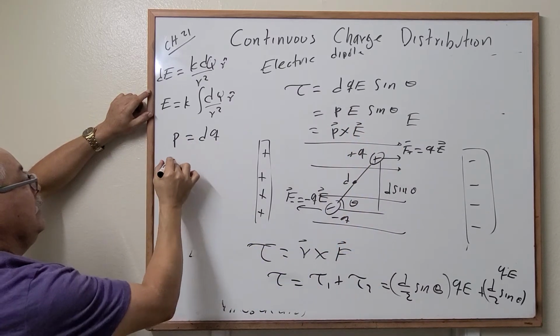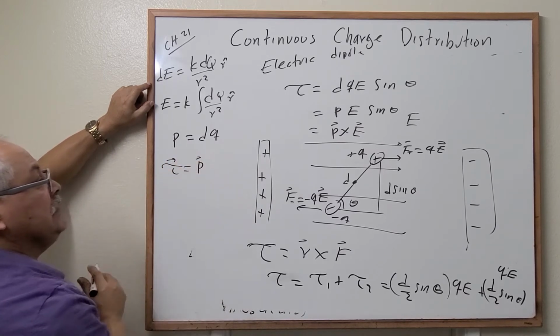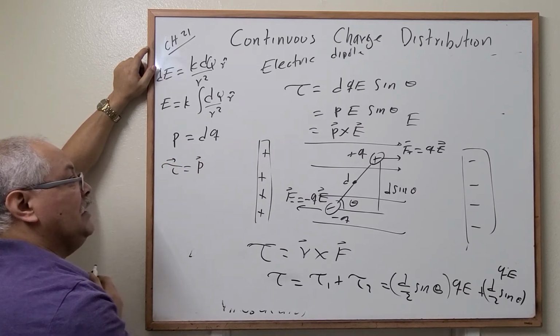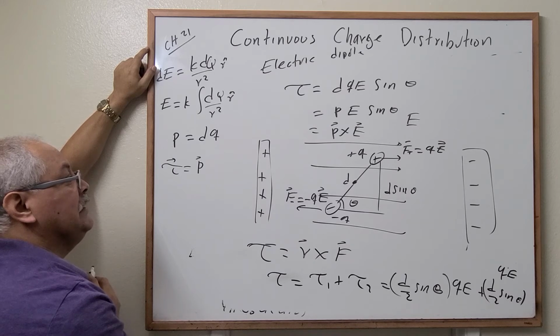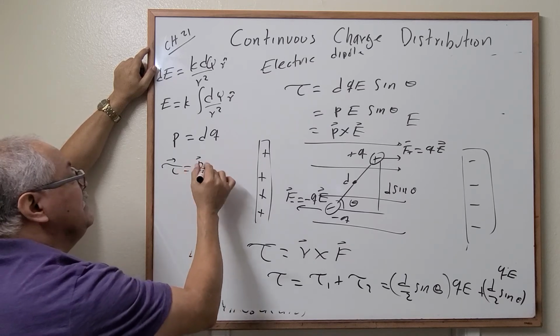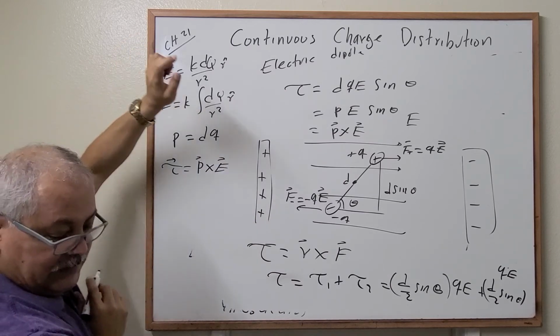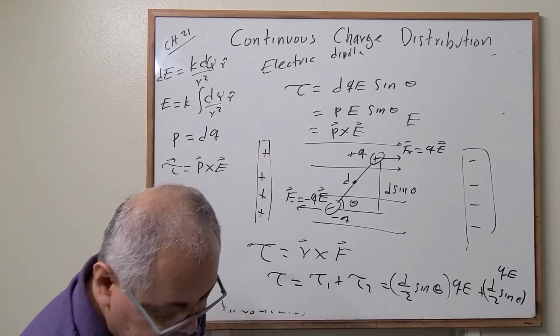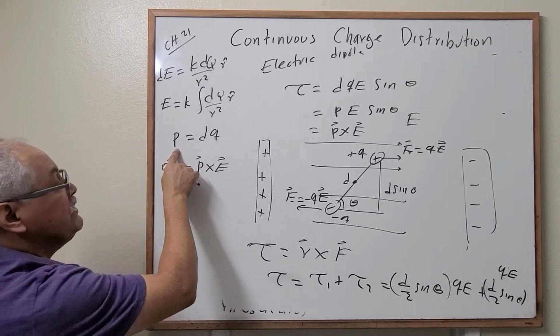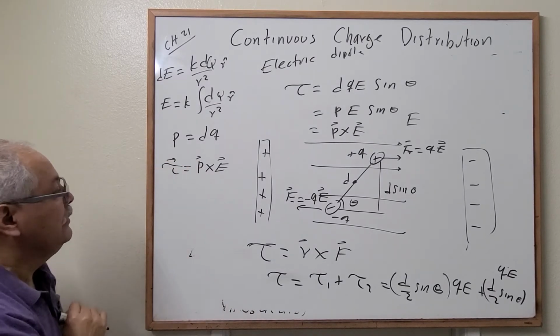So torque is equal to this electric moment, right, cross this electric field, correct? Perfect. This is the electric dipole moment, right? Electric dipole moment, P.